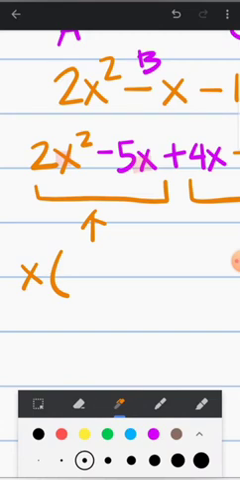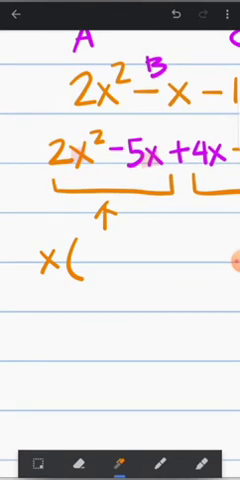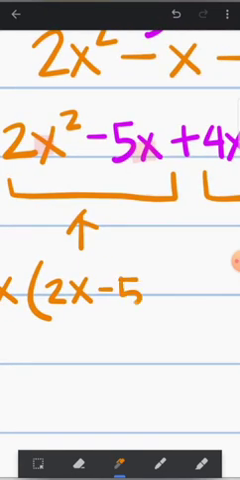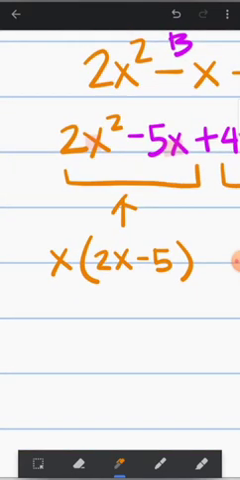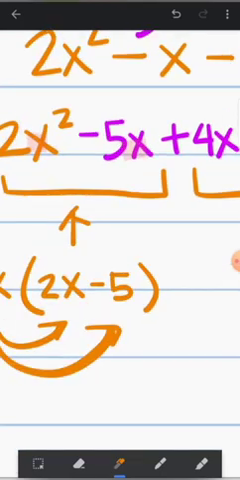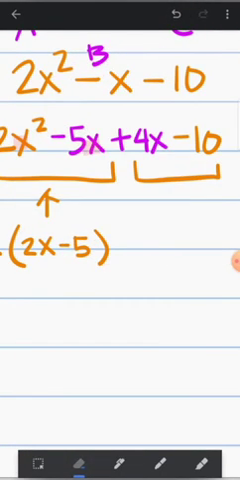Here's x, here's x. And so if we factor out x, 2x squared will become 2x, and then 5x will become negative 5. Because if you multiply x to 2x, it will become 2x squared, and x to negative 5, it will become negative 5x. So these are the factors of this left side.